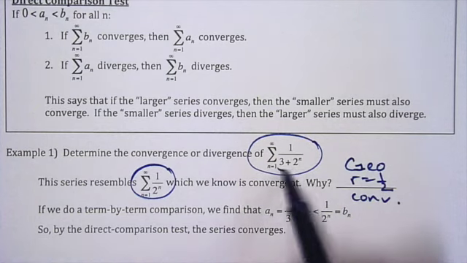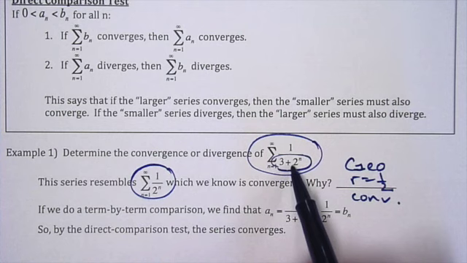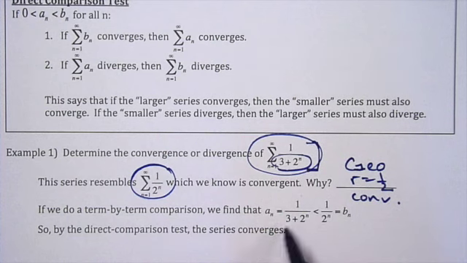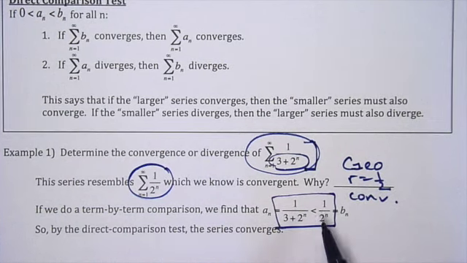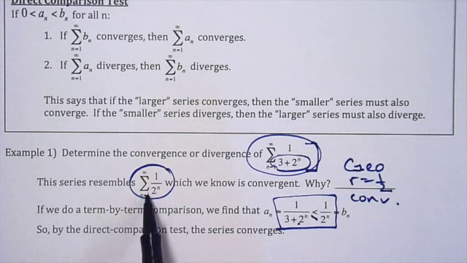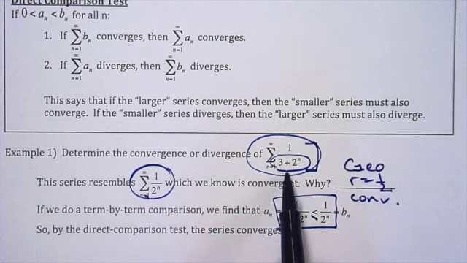So what happens when you add 3 to the bottom of a fraction is it makes the bottom bigger, but it really makes the whole entire fraction smaller. So 1/(3 plus 2 to the n) is always going to be smaller than, or it can be equal to, 1/2 to the n for every single number. So if that's true, if you have something that converges, the conclusion that we can draw is that anything smaller should also converge. That's the idea.